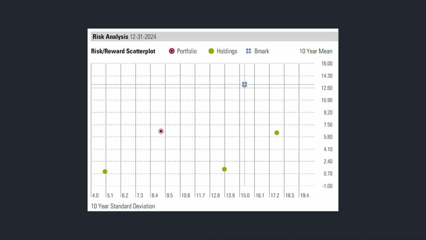Here's the risk to reward scatter plot for the 40-40-10-10 portfolio. Portfolio's right here, red dot. What's interesting is the portfolio has a much lower standard deviation than real estate or commodities, but the returns are better. So this is a much more efficient portfolio when you combine all these four components than if you had just invested, for example, in commodities or real estate. By combining all these parts, you're getting a much better output with the 40-40-10-10 per unit of risk.